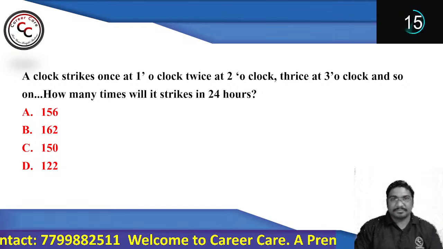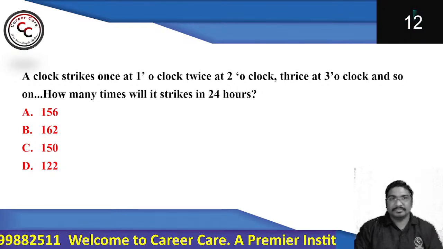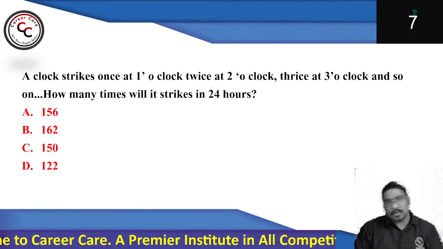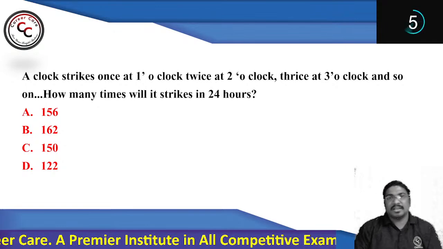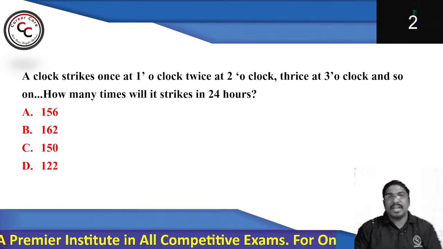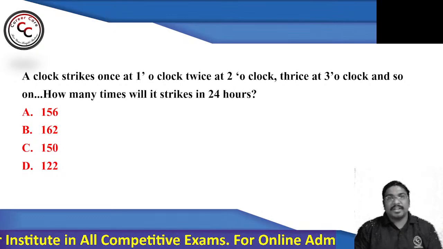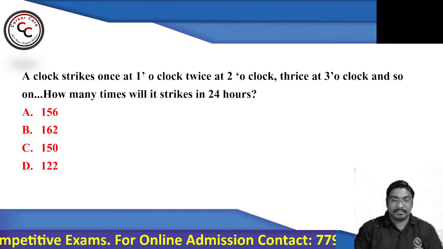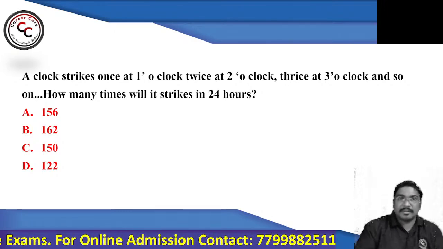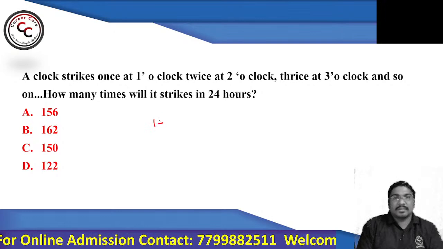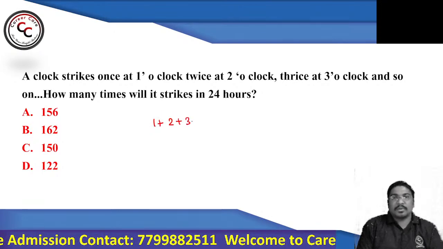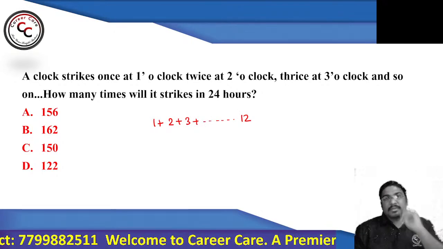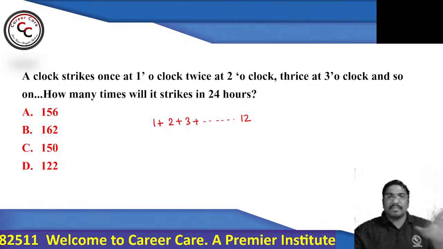What does your answer say? A clock strikes once at 1 o'clock, twice at 2 o'clock, thrice at 3 o'clock, and so on. How many times will it strike in 24 hours? Okay, right? So 1 o'clock once, 2 o'clock twice, 3 o'clock thrice, and so on. 12 o'clock 12 times.